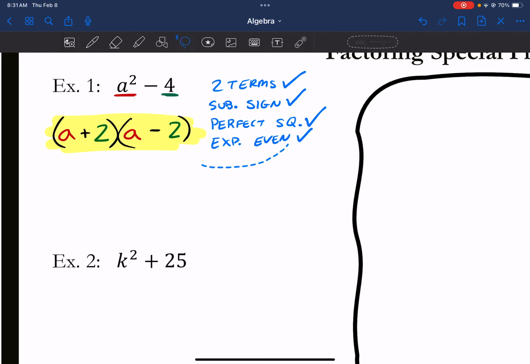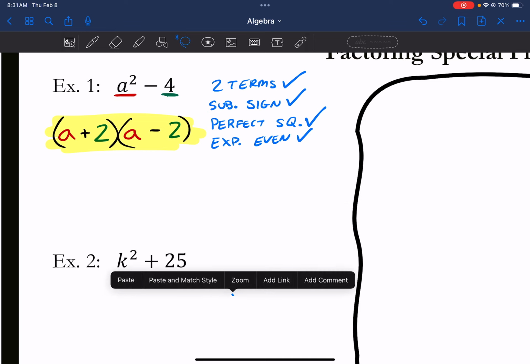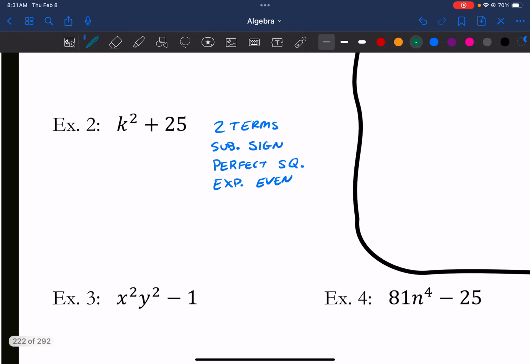So let's go ahead and try that again. Now I'm going to copy and paste this. You might have to rewrite it or just refer to it. So let's look at example number 2. Are there two terms? Yes, there are. Is there a subtraction sign? No, we stop right there. The minute one of these is not fulfilled, we stop. This one cannot be factored. So we write prime because it cannot be factored. There's nothing that we can multiply out and get k squared plus 25.